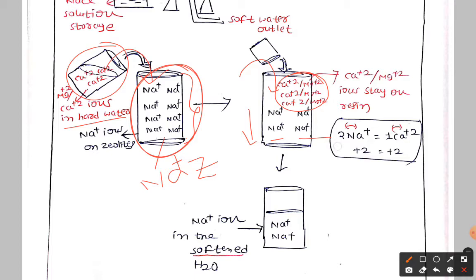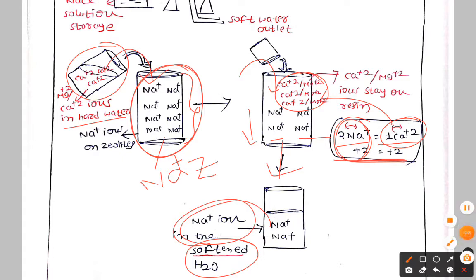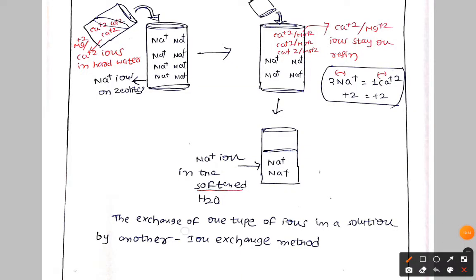As you know very well, 2 sodium ions can replace 1 calcium or magnesium ion. So for 1 calcium or magnesium ion to bind to the zeolite, we have to remove 2 sodium ions, because the charge has to balance. Slowly, in the water, which is called soft water, you have the sodium ions. Why do we call it the ion exchange method? Here one ion is exchanged with another ion. We use zeolite, so it is called the zeolite or permutit method.